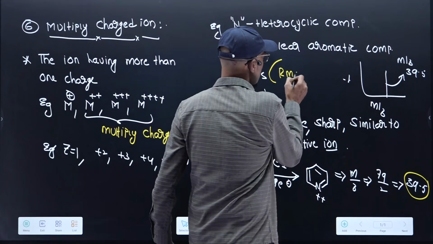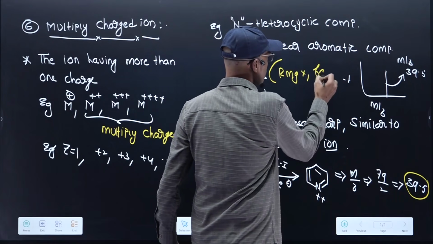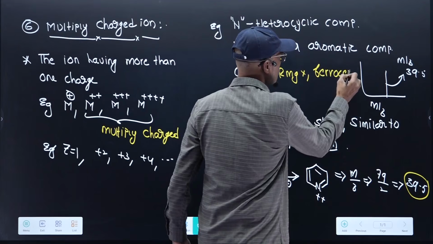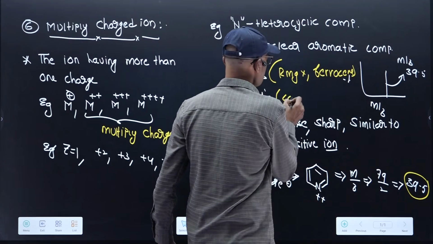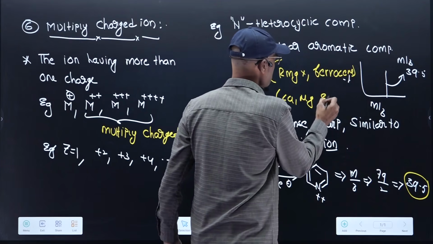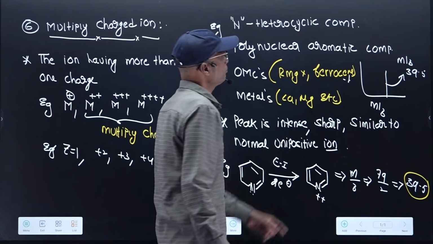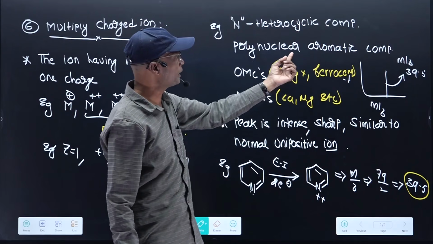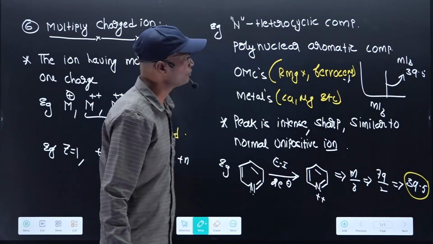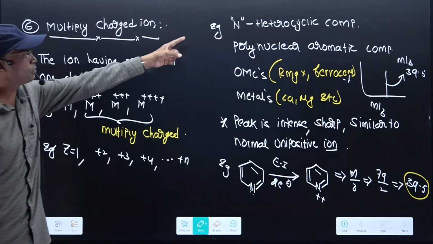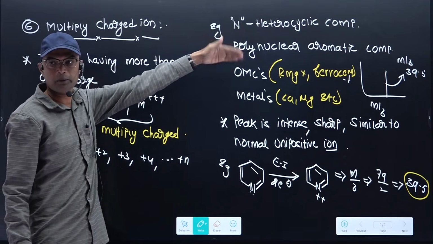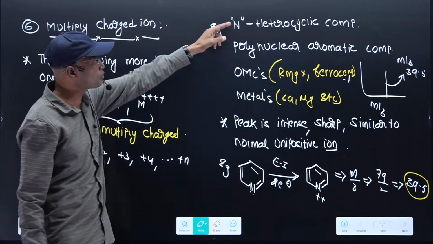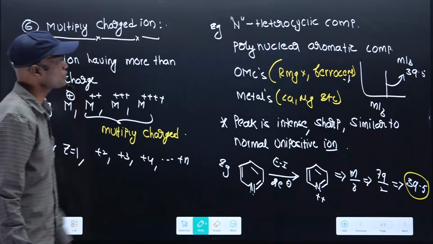So your metals means you can take Grignard reagent and ferrocene, and your metals calcium, magnesium, etc. Quinoline, isoquinoline, pyridine, etc. Here naphthalene, anthracene, etc. Your examples are important. Which among the following will show multiply charged ion in mass spectrum? At that time you need to select the corresponding combination of a given element.